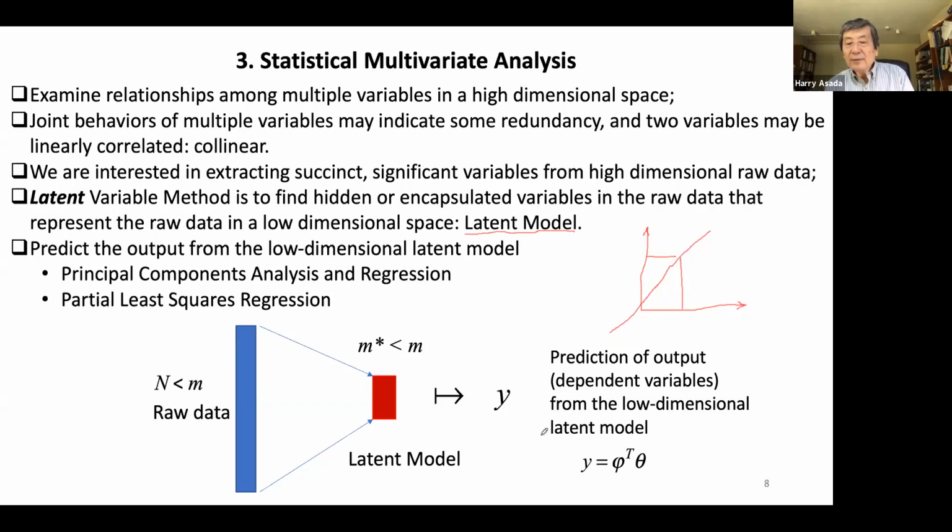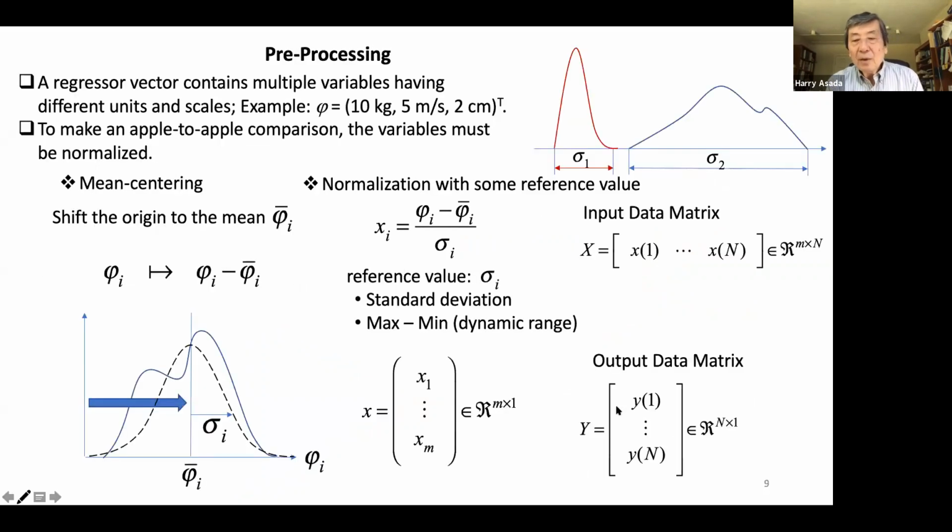In fact, if you start with linear regression, y equals regressor phi transpose theta, and this is low dimension, you don't have many parameters in theta to estimate, right? That's much easier. If the original one is, say, 1,000, theta has 1,000 parameters to determine. But if this is reduced to, say, 20, only 20 parameters in theta need to be determined. That's a much simpler problem, right? So let's discuss that.